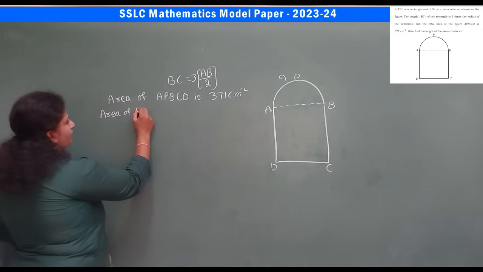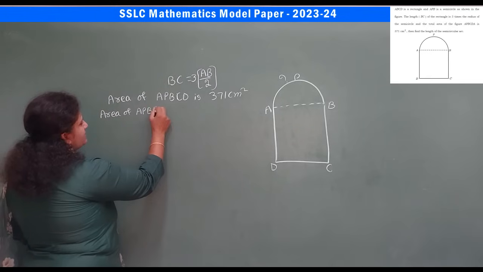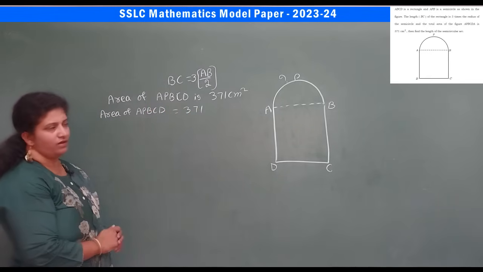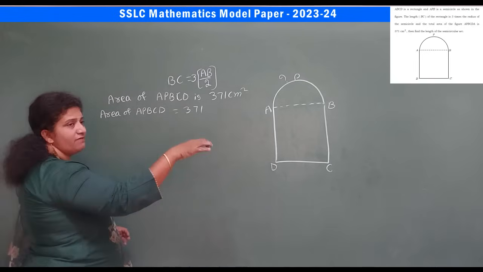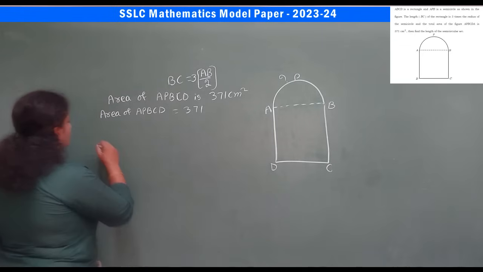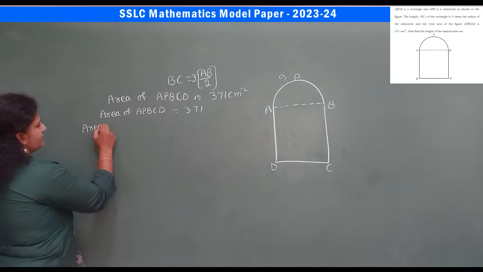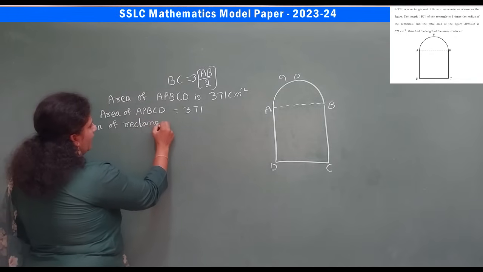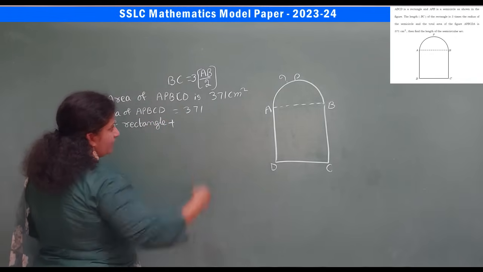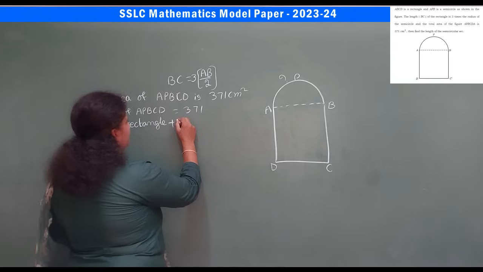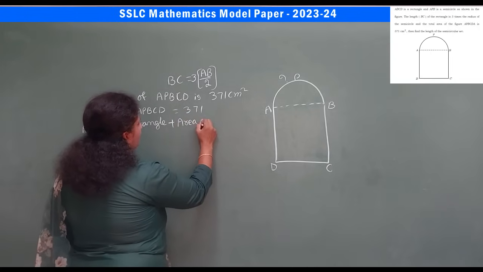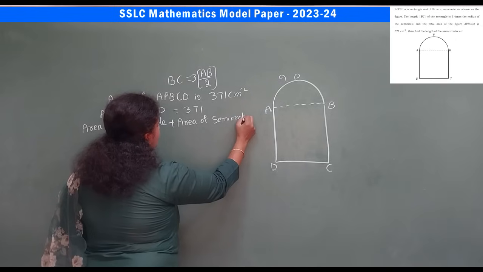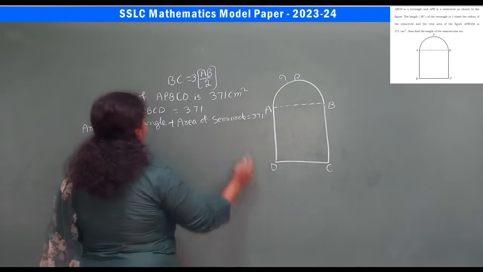Area of figure APBCD is equal to 371 centimeter square. Now this figure is divided into two figures. What are those? One is the area of a rectangle, plus another figure, which is a semicircle. Area of semicircle is equal to 371.